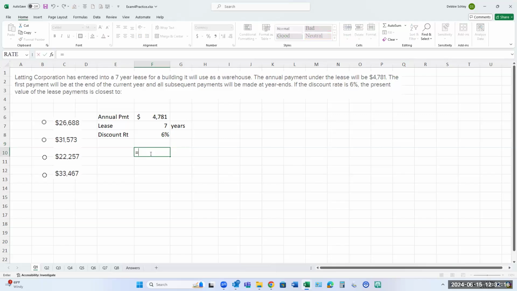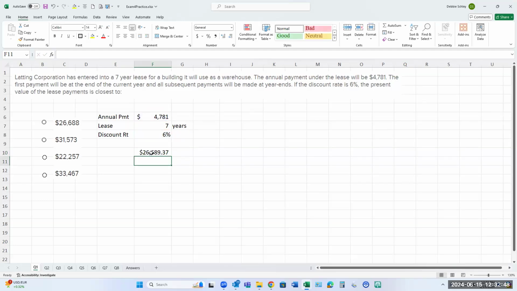Okay, so we're going to do equals negative PV, just because I forget where to put it. Then the first thing they want is the rate. The second one is the number of periods. The third one is the payment. If you didn't put the negative in front of the PV, then you could also put the negative in front of the payment. I can leave future value and type empty. So the present value is closest to 26,688.